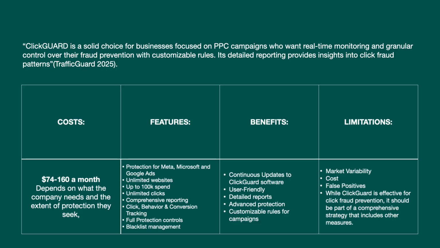Some of the benefits are continuous updates to the ClickGuard software. It's very user friendly. It gives you detailed reports. It also gives you advanced protection and, of course, customizable rules for specified campaigns. Now, some of the limitations, there is the market variability. The cost, depending on what the company is allocating for their marketing budget. Also, ClickGuard can produce false positives. It is a software. While ClickGuard is effective for click fraud prevention, it should be a part of a comprehensive strategy that includes other measures as well.